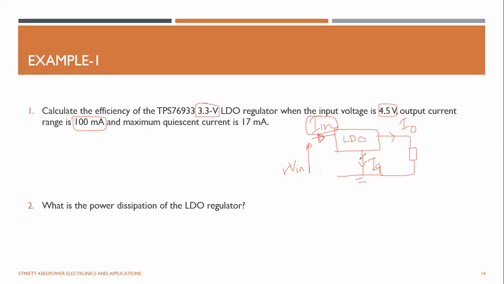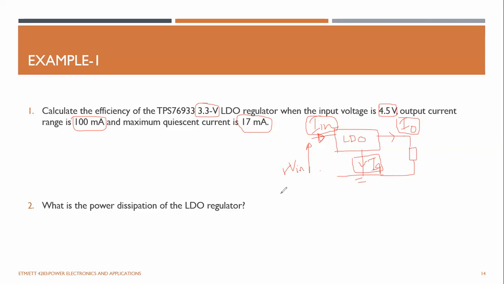I in current is simply the IQ plus the I out, because whatever current enters should leave. So IQ, we know that is 17 milliamps. I out, we know 100 milliamps. So by substituting these values into the input power, you can get the efficiency, right? So it is very simple. You can work it out by yourself.